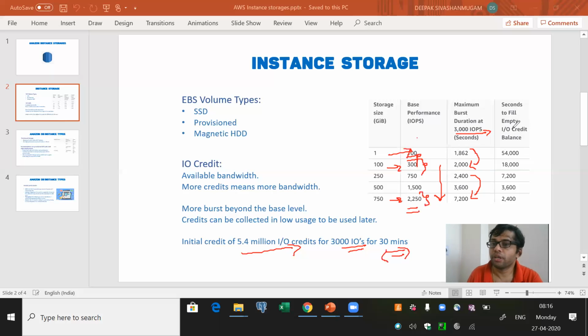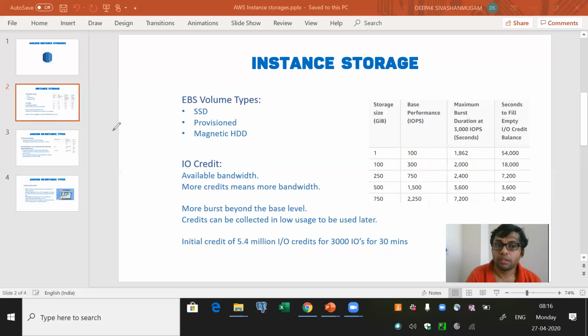And how much time does it take to fill your credit balance? If you have 54,000 seconds where your demand is less, then you can fill up your IO credit to use the burst. So higher performance needs some amount of time when the hard disk is not used so much, to accumulate that credit.